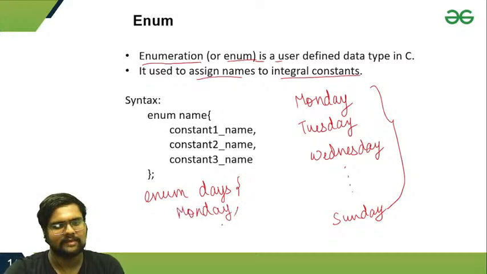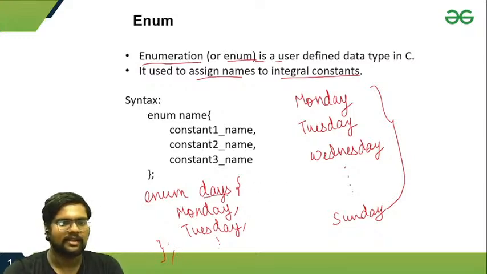Okay, then I will place a comma. Then I will write the second constant name, that will be Tuesday. Okay, and so on until all the constant names are there. Then I will close the enum and put a semicolon. So it will define an enum of days.